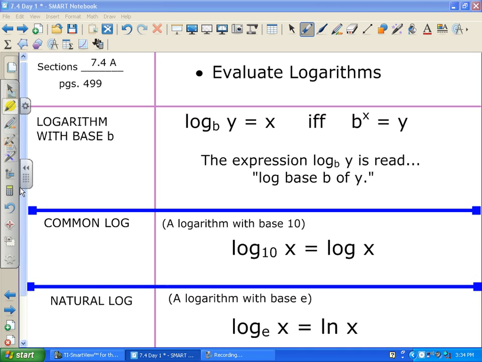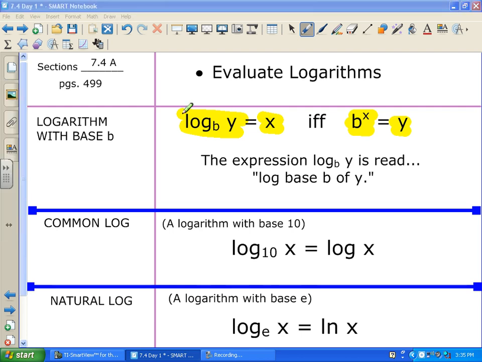On the left-hand side right here, it says log base b of y equals x. That's the same thing as saying b raised to the x is y. And I will show you how this reciprocal relationship works in just a sec. I want to get us down with some vocabulary. We say log base b of y. That's how we speak to that piece.